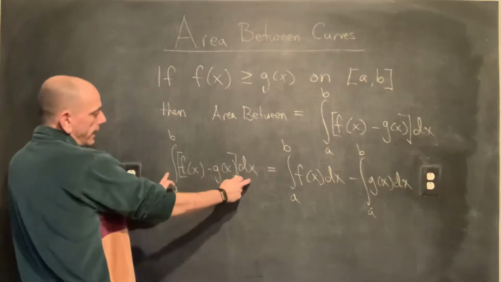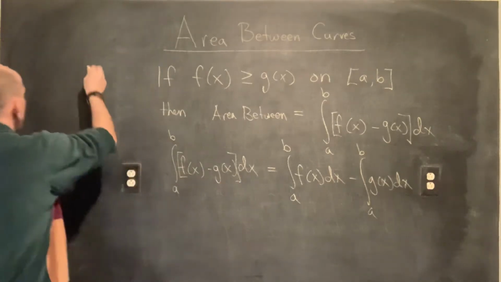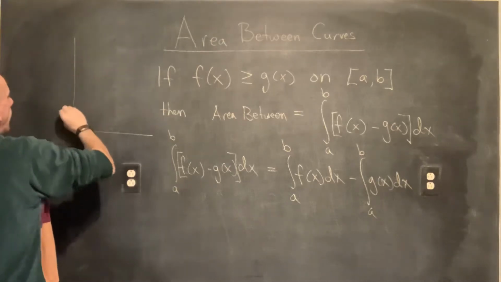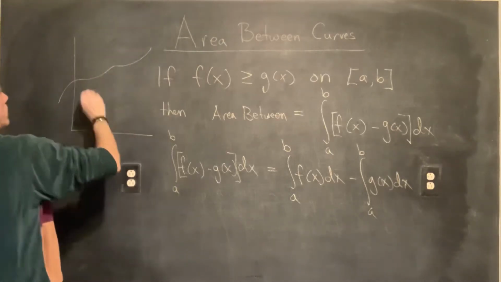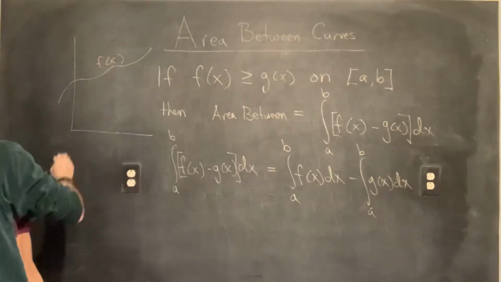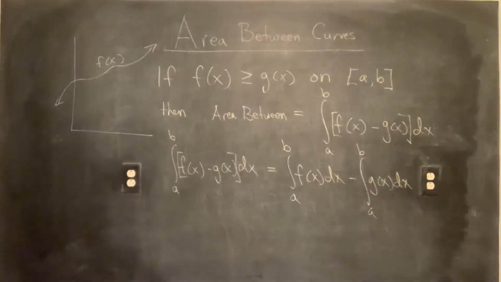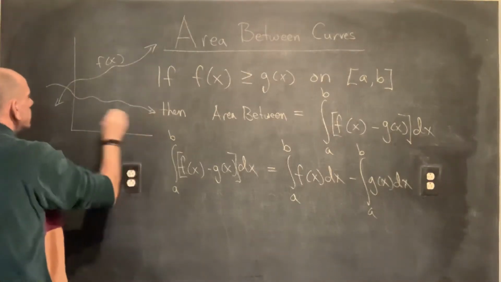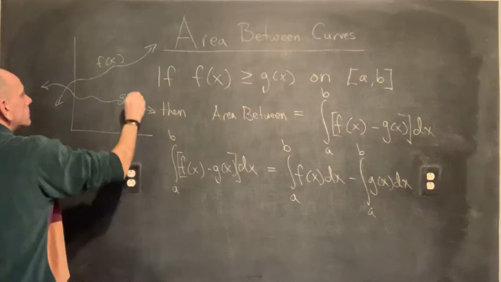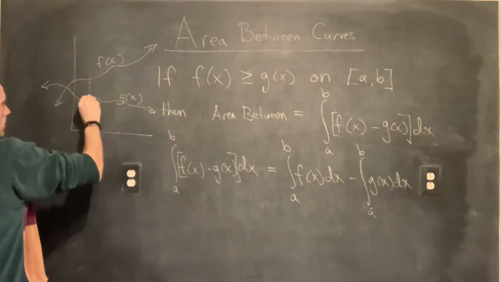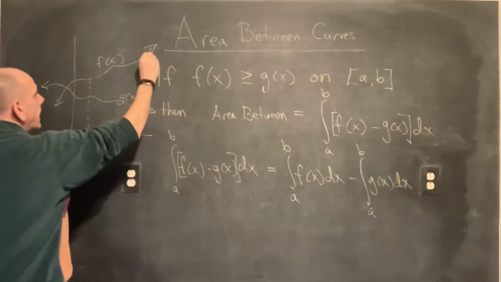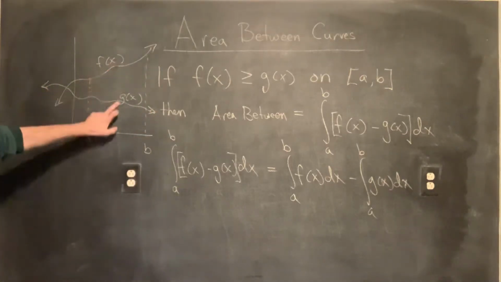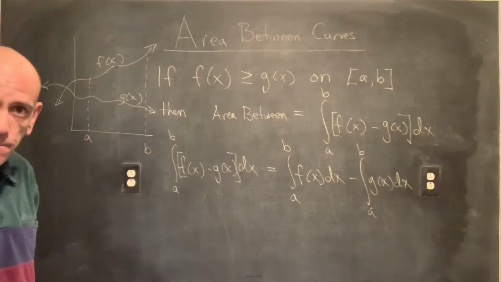So in this way of looking at it, let's say I've got some function f, there's my f, and I've got some other function g, so here's g, and on the interval from a to b, f of x is greater than g of x, yeah?